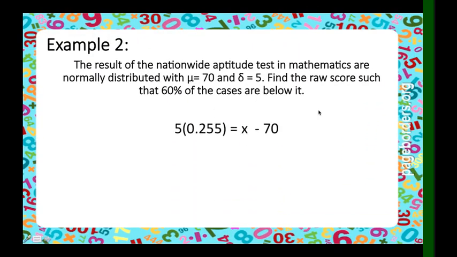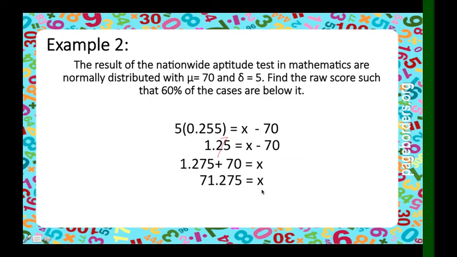So, for instance, we have distributed, so I cross multiply 5 times 0.255, we have 1.275 equals x minus 70. I'm sorry, 1.275, am I right? Let me check. 5 times 0.255 equals 1.275, correct. So that is 1.275. Then transpose 70, plus 70, and that is 71.275. So that's the mean.